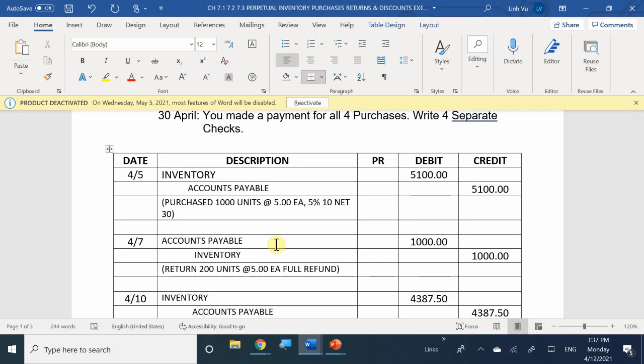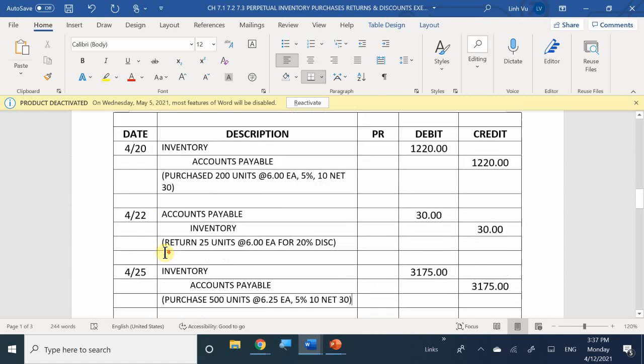Okay, so here we have an accounts payable for 5,100 minus 1,000 gives you 4,100. Now, did we meet the discount period or no? No, we missed it, right? Our discount period was on the 15th. So I don't get any discount. So I must pay a total of 4,100 because I originally had 5,100, but I returned 200 items at $1,000. So 5,100 minus 1,000 gives you 4,100.